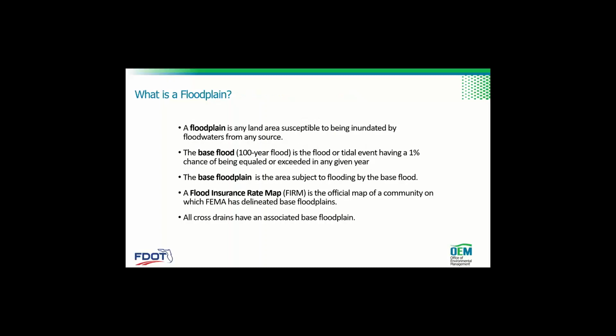Okay, so what is a floodplain? A floodplain is any land area susceptible to being inundated by floodwaters from any source. The base flood, the 100-year flood, is the flood or tidal event having a 1% chance of being equaled or exceeded in any given year. The base floodplain is the area subject to flooding by the base flood. And the Flood Insurance Rate Map, or FIRM, is the official map of a community on which FEMA has delineated base floodplains. All cross drains have an associated base floodplain.